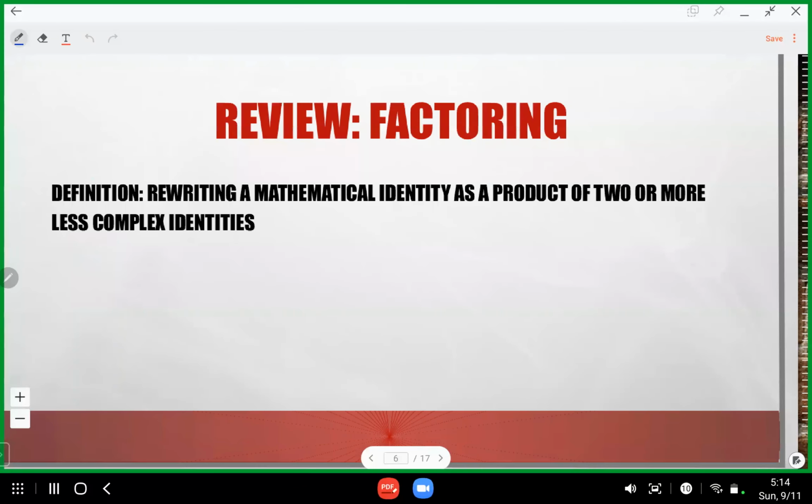So let's review a little bit of factoring. So factoring basically is writing a mathematical identity as a product of two or more less complex identities. For example, 35 is equal to 7 times 5. This is our big number, and these are the factors. But when we do it algebraically, we use variables, of course. So we may be factoring something like x squared plus 7x, something like that. All right, so just a small review on factoring.